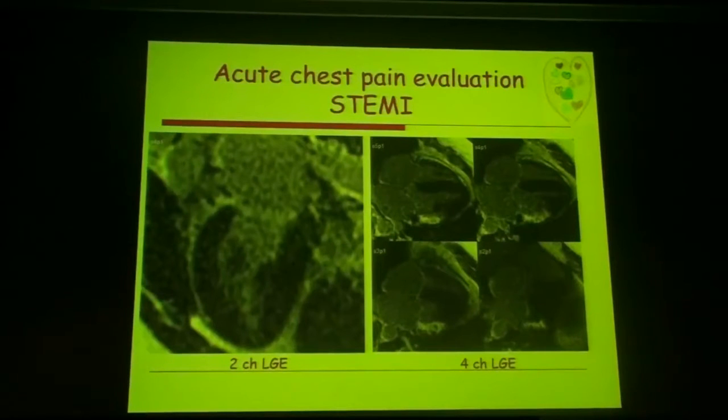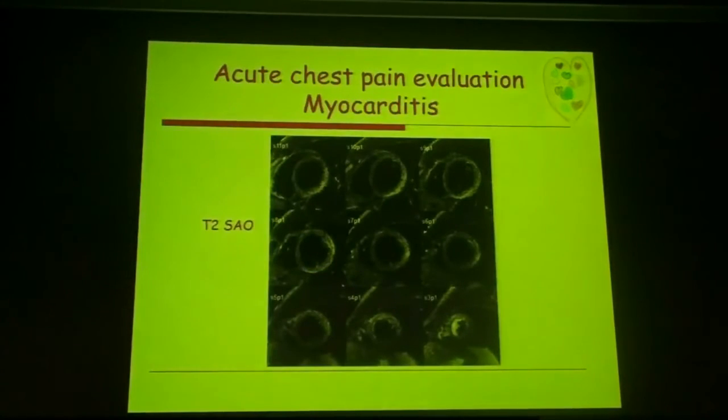So the hyperkinetic wall, the edema, the presence of delayed enhancement with the microvascular obstruction, which is a poor prognostic sign within it, and on the way we've seen again that the function of the right ventricle is normal and there is no evidence of a thrombus. Let's take a look at a different patient.